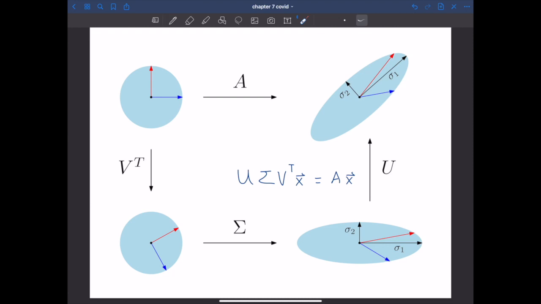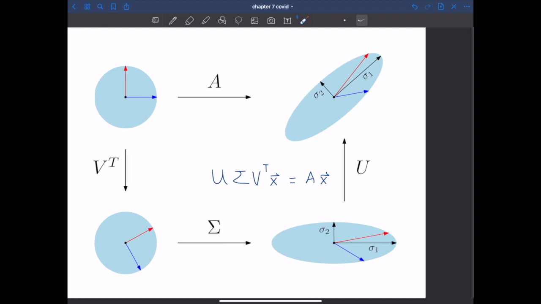All right, so at this point, you're all dying to know, how do I compute a singular value decomposition? I've told you how to find the sigma part, but let's figure out how to find the rest of the components of a singular value decomposition.